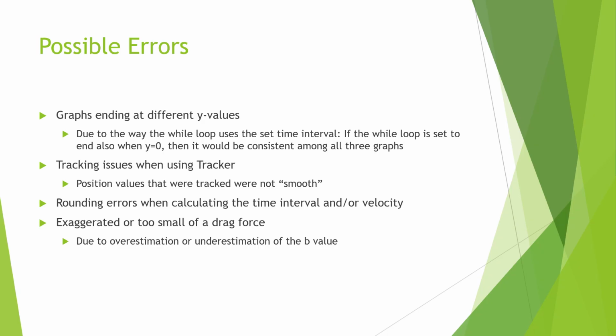The second error was tracking issues when using Tracker, so position values that were tracked were not very smooth. The third error was rounding errors when calculating the time interval and or velocity. And the final one is an exaggerated or too small drag force. That could be due to an overestimation or underestimation of the b value.